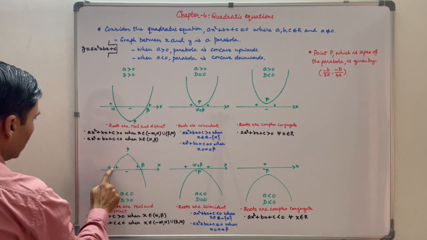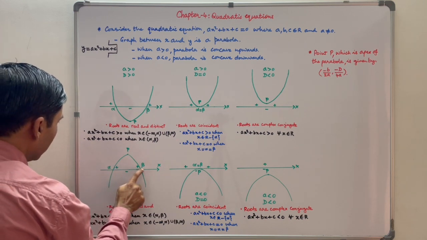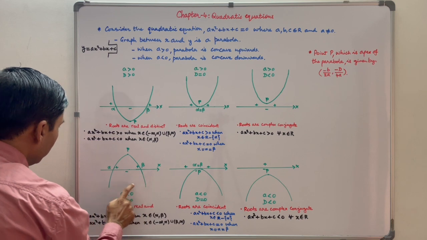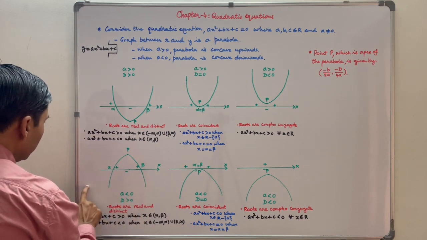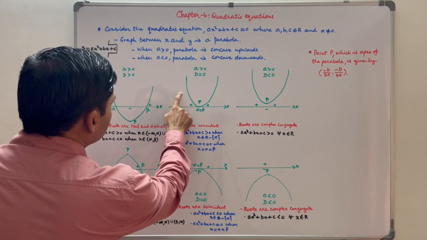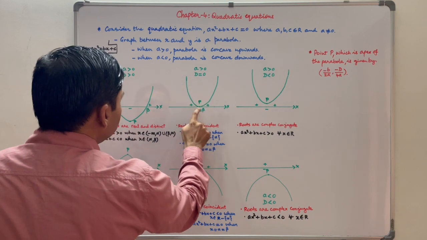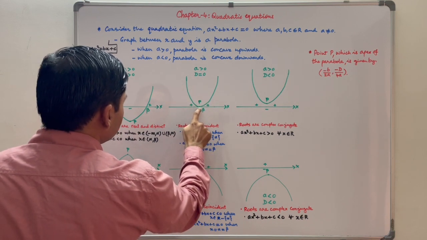In figure 4, curve is positive when x lies between alpha to beta and curve is negative when x lies between minus infinity to alpha and beta to plus infinity. In figure 2 and 5, d is equal to 0. That means roots are real and coincident.